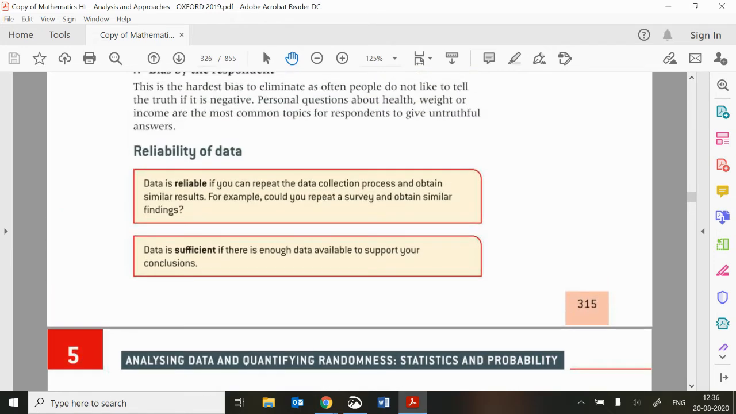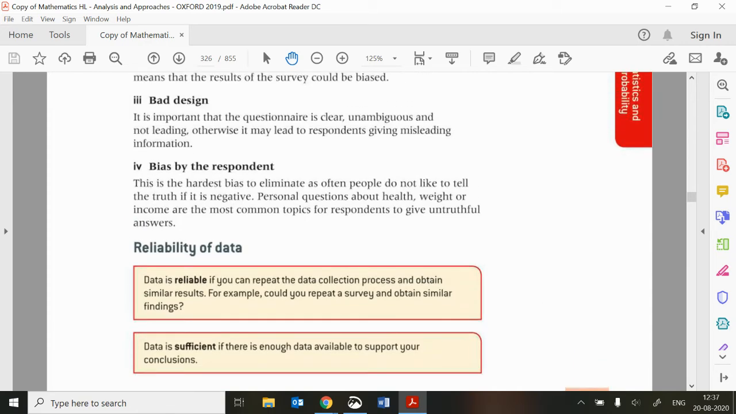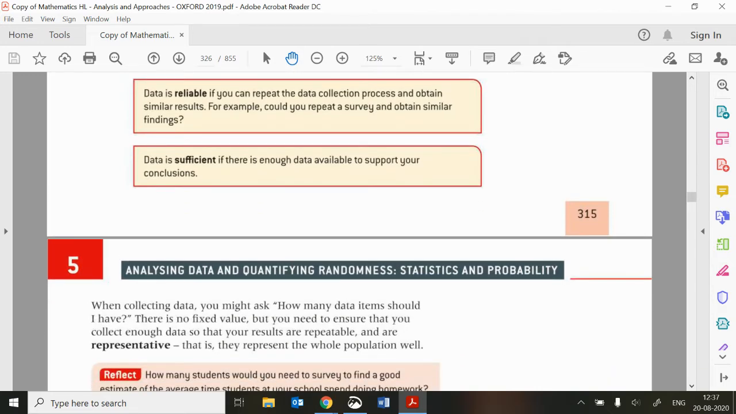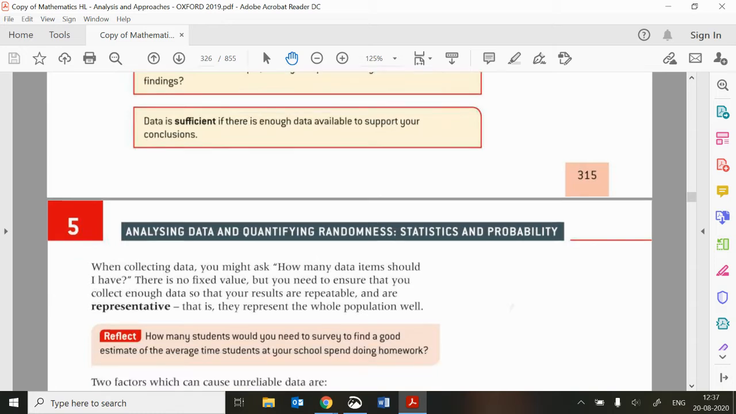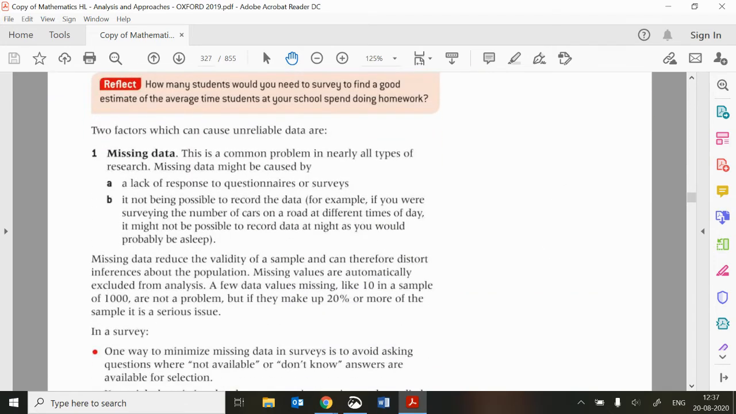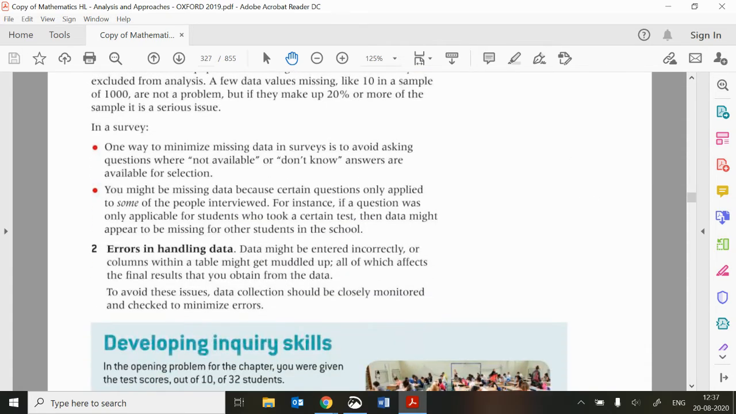These definitions are tricky, right? But these are likely to be a 1-mark reasoning question to come up with a couple of suggestions as to how to improve a survey, or how to eliminate bias, or how to come up with your sample, or why a sample is good, or why the data is reliable. The data is reliable because we can repeat our survey to obtain similar results. The data is sufficient because we have enough data which supports our conclusions. The data is representative because it represents the population as a whole. We're trying to represent the population as a whole.